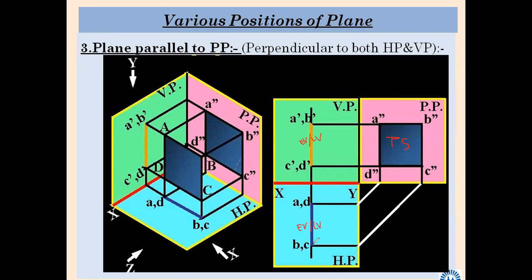So here also, one concept: if a particular plane is parallel to one of the planes, it will be perpendicular to the remaining two planes. So this concept we can see.